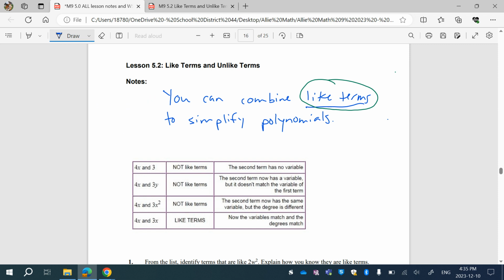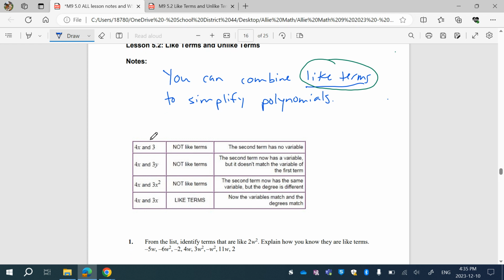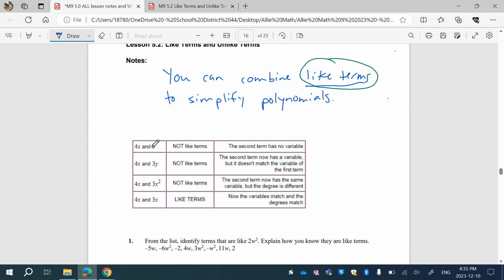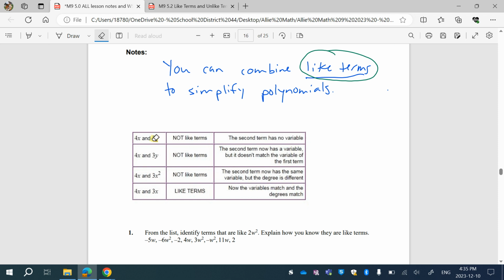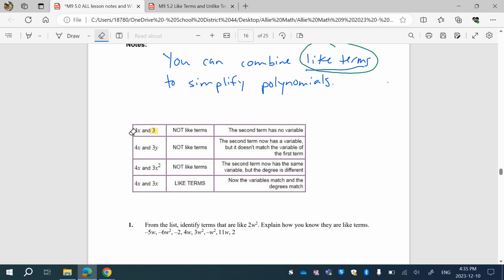So let's look at some criteria right here. So an example, 4x and 3, these are not like terms because the second term has no variable. Okay, so this 3 right here does not have a variable, or you could think about it, maybe it does have a kind of invisible one to the power of 0, but we'll get into why that doesn't really get us anywhere either. So these are not like terms. Because 3 is a constant, it does not have a variable beside it, so these two are not alike.